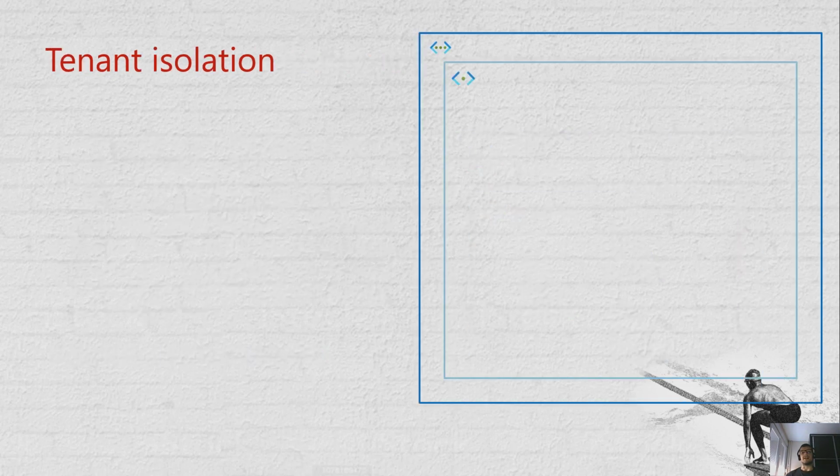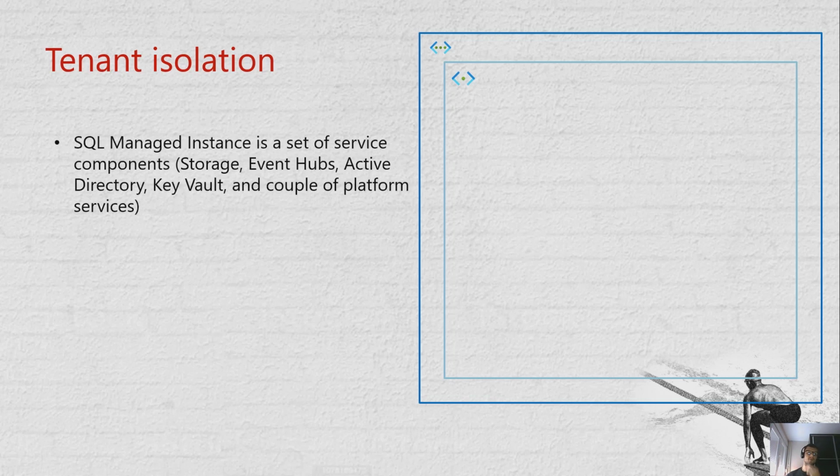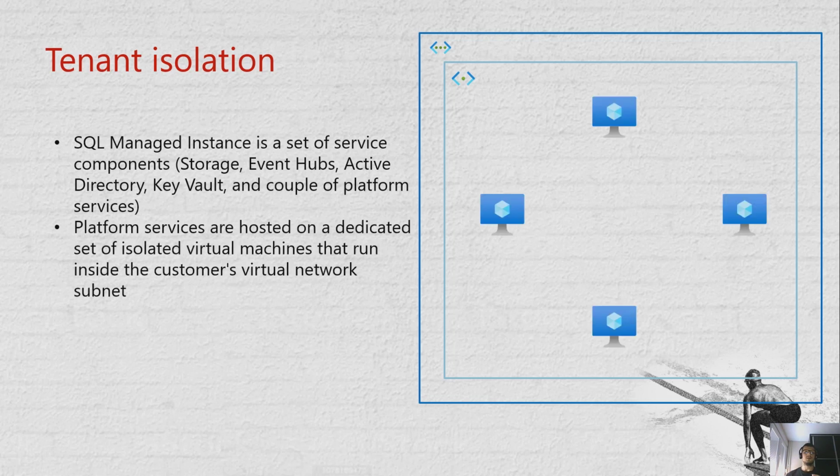Now let's see what tenant isolation is. So as we mentioned, the instance is deployed in the subnet that you specified. And what is SQL Managed Instance actually? It is a set of service components like storage, event hubs, Active Directory, Key Vault, and a couple of platform services that are managed on your behalf, forming one platform as a service offering. These platform services are hosted on a dedicated set of isolated virtual machines that run inside your subnet.